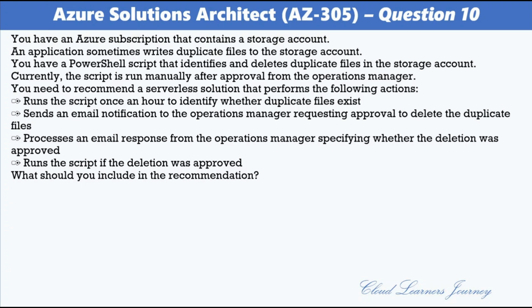First action, run the script once an hour to identify whether duplicate files exist. Second action, send an email notification to the operations manager requesting approval to delete the duplicate files. Third action, process the email response from the operations manager specifying whether the deletion was approved. Fourth action, run the script if the deletion was approved. What should you include in the recommendation?